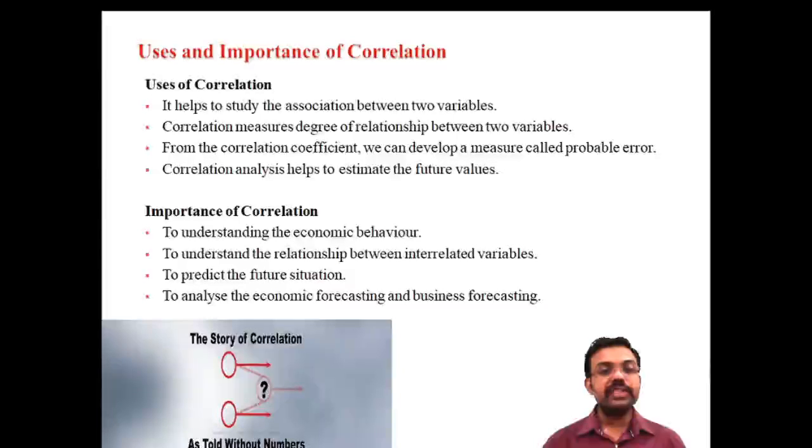And the last one is economic forecasting and business forecasting. The future is always uncertain, and there is a possibility of risk. With the help of correlation, we can effectively forecast the economy and the business. And these are the importance of correlation: understanding economic behavior, understanding relationships, predicting the future situation, and economic and business forecasting.